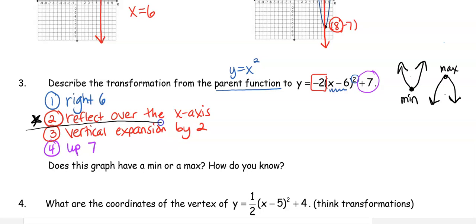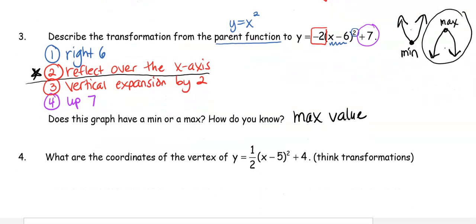Because this graph was reflected over the x-axis, it's going to be facing down, which means it's going to have a max value. So you do not need to graph it. All you have to do is look at that a value. If it's negative, that means it was reflected, which means it's opening down, which means it has a max value. If it's positive, it's opening up, and it has a min value. No need to go beyond your equation.